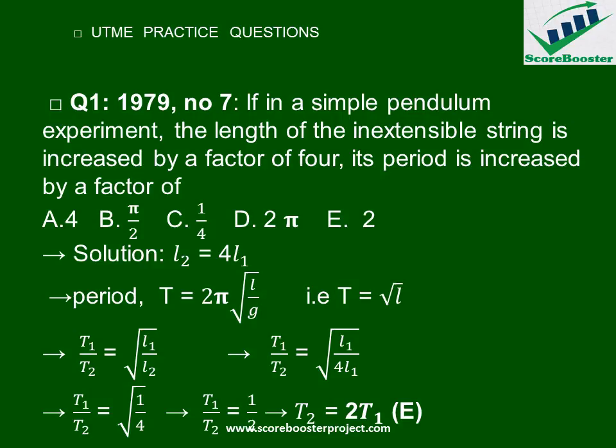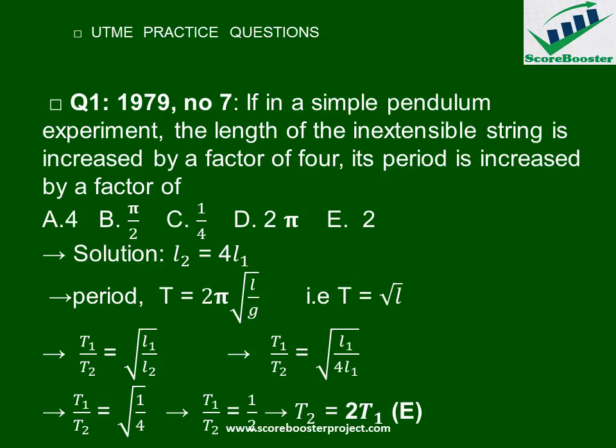Now, the first thing is to write out the given parameters, and from the question we are given that the new length is 4 times the former length, because they said the string is increased by a factor of 4. So that means it's 4 times the previous length. Then they are asking for the period. So in solving this, we have to recollect the formula for period, which says T equals 2 pi root L over g. They are relating the length with the period. They gave us the length and they are asking for the period.